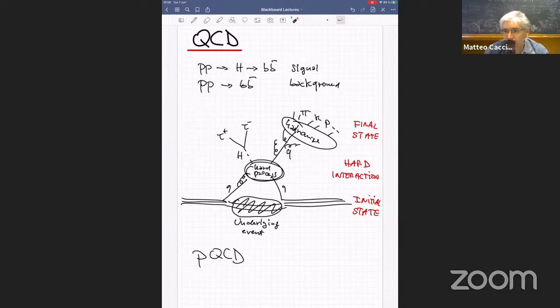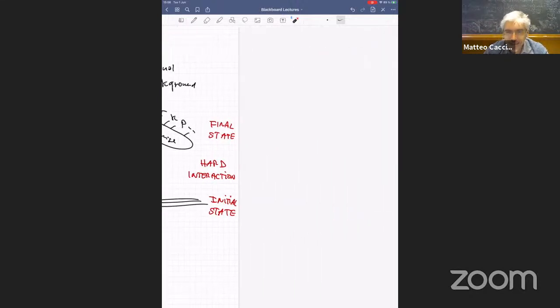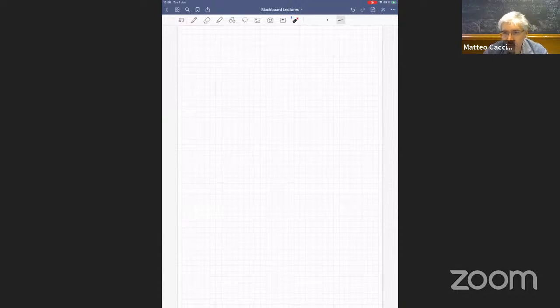And what was the big jump? What allowed us to go from hopeless to actually, yes, it works, we can do it? Well, the big discovery was non-abelian gauge theory.